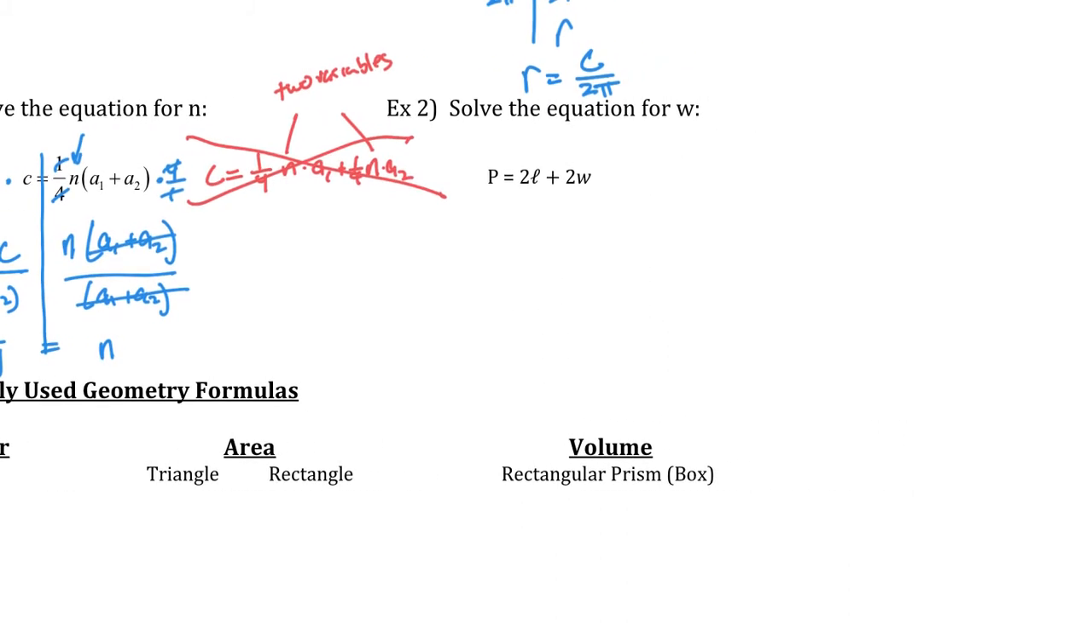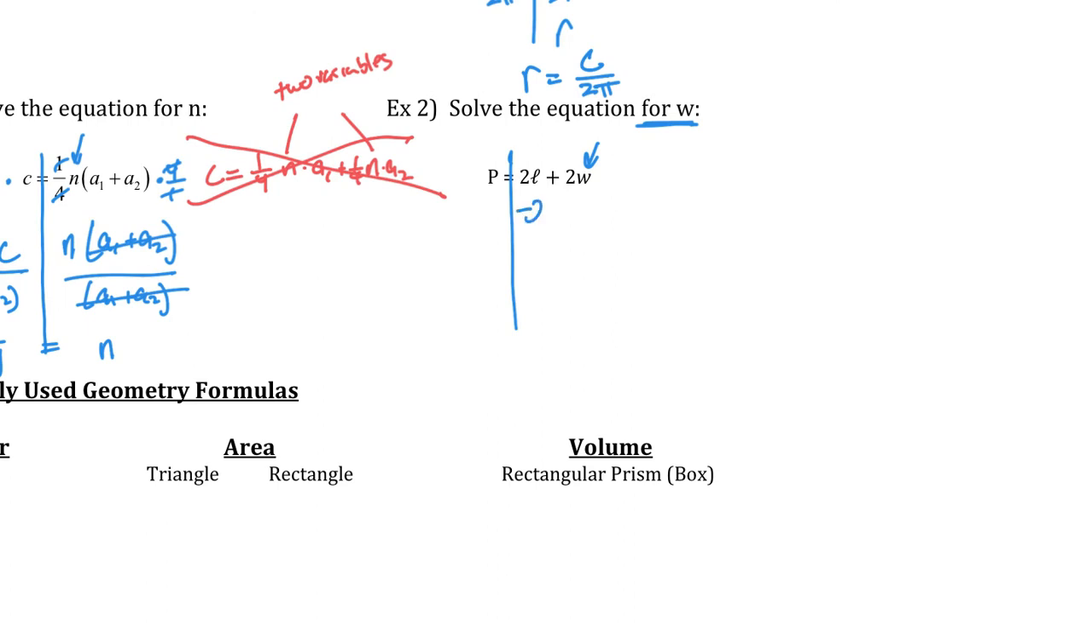Let's take a look at example 2 here. We want to solve the equation for W. There's W right there on the right-hand side. There are a few things there with the W. We have this 2 in front of it, and then we have this 2L term here. So let's start getting rid of stuff.